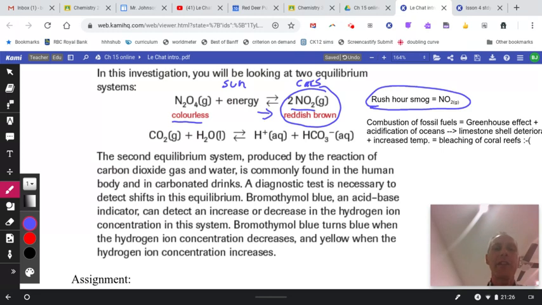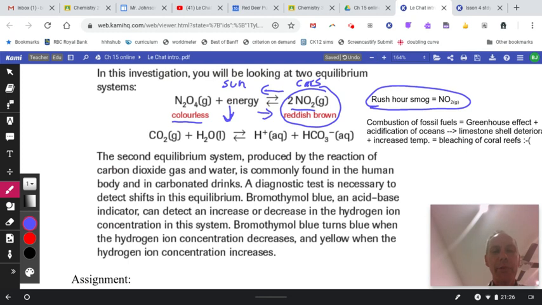In the evening, as the sun sets, we are removing energy. The air is cooling down. If we are removing energy, which way will the system move to try and replace the energy? Right. And so the smog disappears and the air becomes colorless in the evenings.